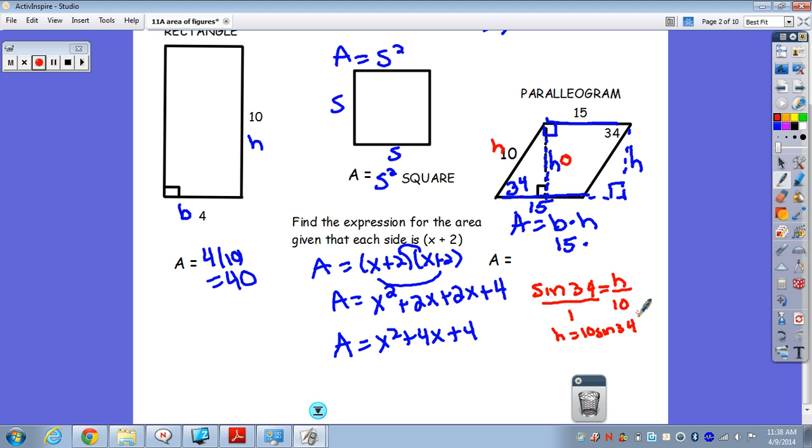Okay, and if we do that, we get to the nearest tenth, the height is 5.6. And then for the area, we would plug that in for 5.6, and then 15 times 5.6, the area would be 83.9. So the harder problems are where you actually have to find the height, and the options are either using trig or Pythagorean theorem. You use trig when you have an angle and a side, and you use Pythagorean theorem when you have two sides and you're trying to find the third.